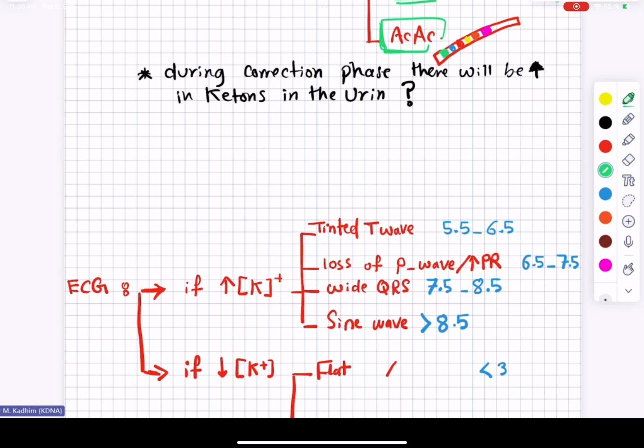So when we start correction of the DKA and we give insulin, a lot of the beta hydroxybutyrate will convert back to acetoacetate, and this will give a false increase in ketones while we are treating. So we are treating the patient in the first phase, and we test the urine and see a lot of ketones coming up, 2 plus, 3 plus, and we get confused about what's happening. We are treating the patient, but the ketone in the urine is increasing. It's not actually increasing. It's because when we start insulin therapy, the beta hydroxybutyrate converts to acetoacetate, and this gives a false indicator of increasing ketones.